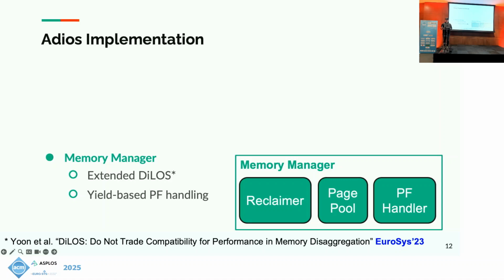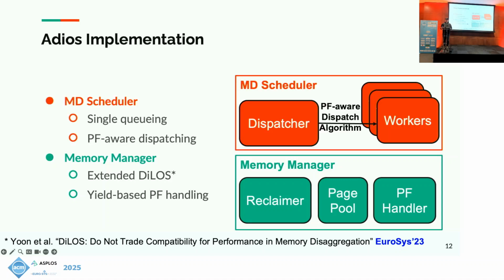On top of the memory manager, we have a memory disaggregation scheduler, or MD scheduler. It is a user-level scheduler for microsecond-scale latency and uses a single globally shared queue. It is well known that a single queue reduces tail latency by removing load imbalances across workers.